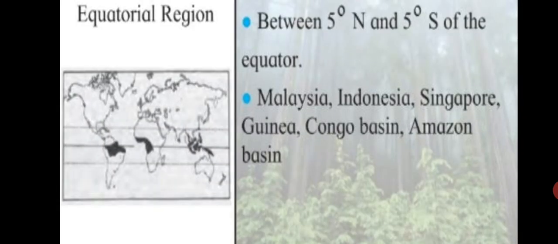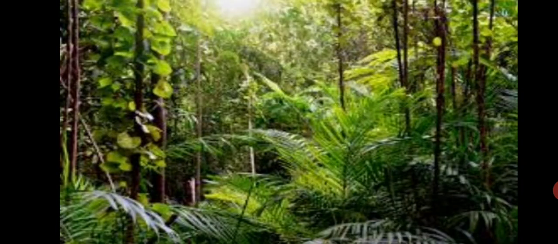The location and extent is between 5 degree north and 5 degree south of the equator. Malaysia, Indonesia, Singapore, Guinea, Congo Basin, Amazon Basin are the places where you find Equatorial Region. With regards to climate, summer temperatures are around 30 degrees Celsius. Annual rainfall is between 2500 and 3000 millimeter. High heat and rainfall throughout the year is observed here.